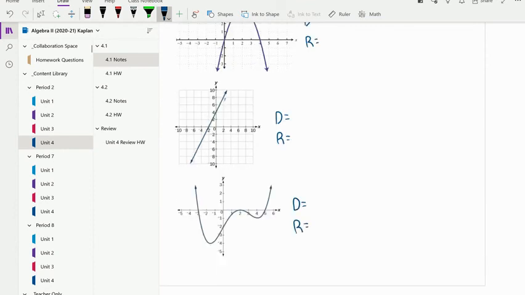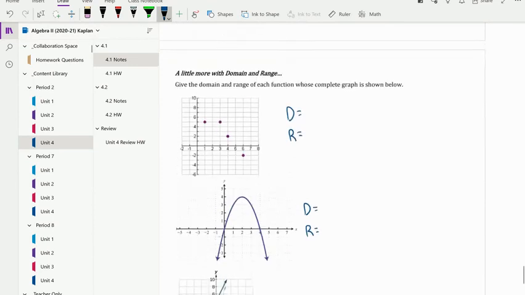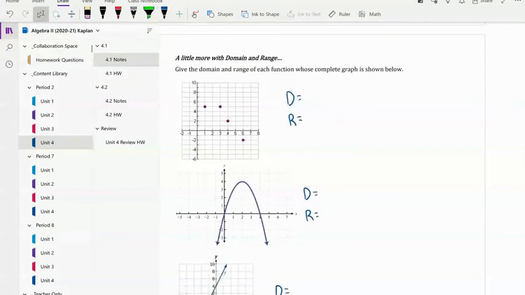I know this was long. I know this was a good bit of notes here, but there's a reason for that. We're going to wrap it up already next time.